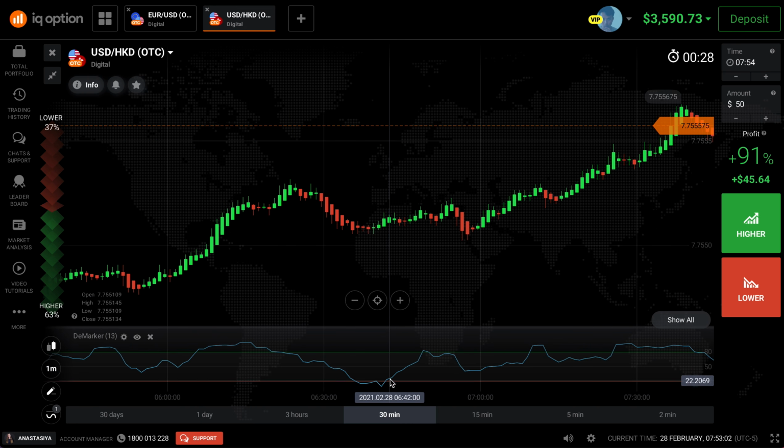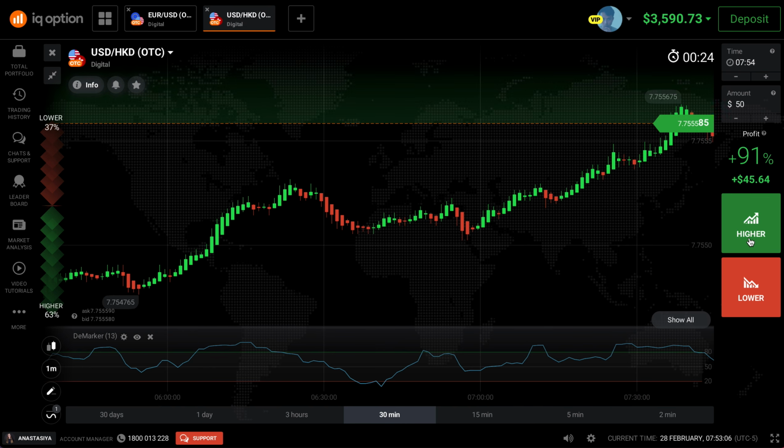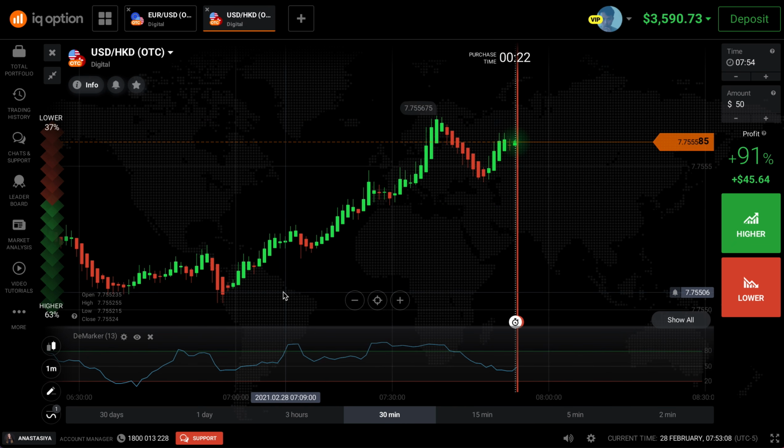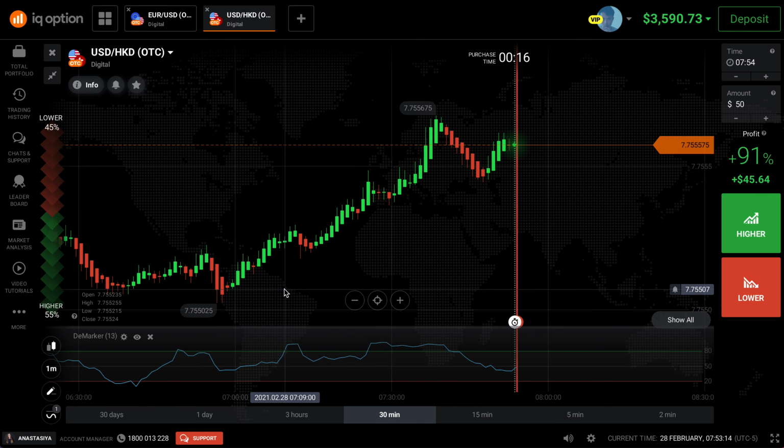So when this line crosses back up, it's the sign of a bull. So we're going to go on high. That is the second factor, and the third factor is also a very important factor as well.